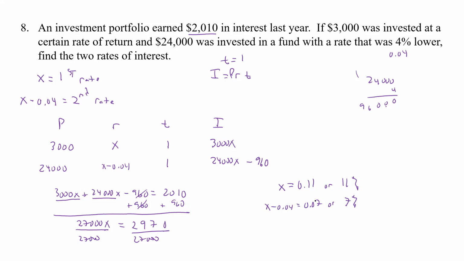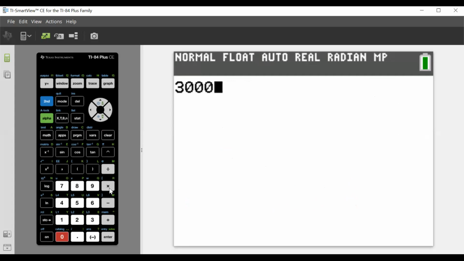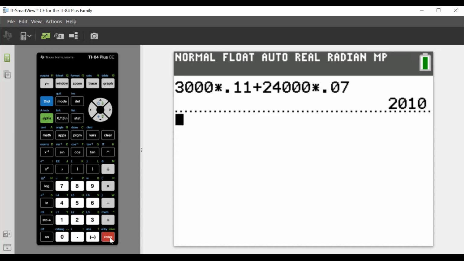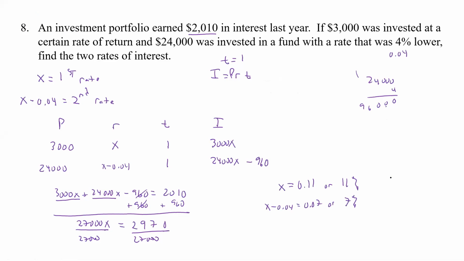Okay. Now, this isn't one where we can just add those two together and see if it works. What we have to do is plug it back in and see if it actually fits our model. So now we're going to take the 3,000 times 11%. So we have 3,000 times 0.11 plus the other one, 24,000 times 0.07, and we should get 2010, and we do. And so that means those two are our correct interest rates for this problem.